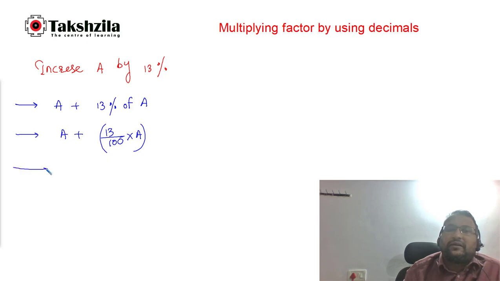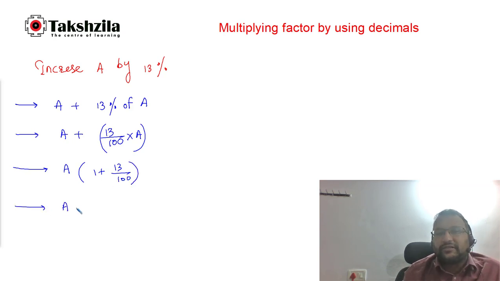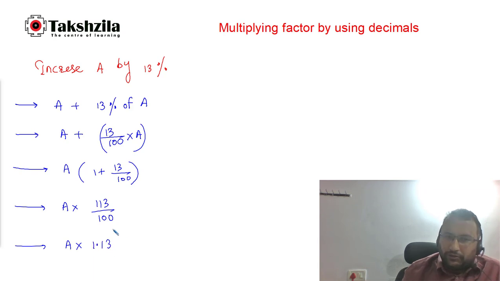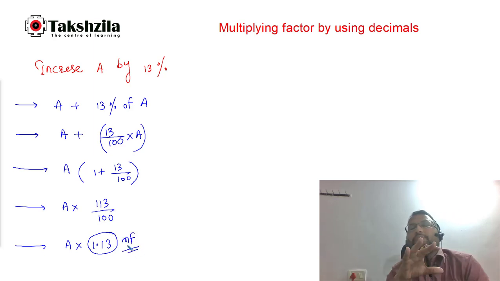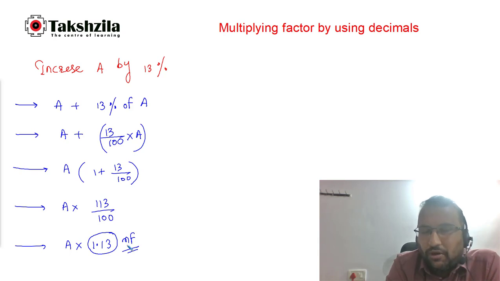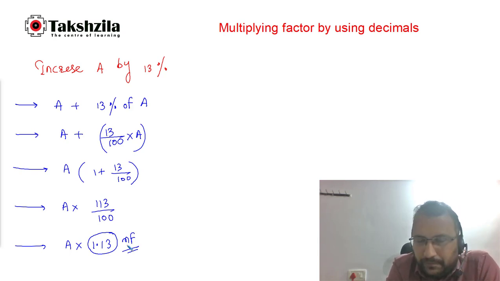Now if we take A common, in a bracket 1 plus 13 divided by 100 is remaining. Now if we solve this further, this is nothing but 113 divided by 100. And this is nothing but A into 1.13. So this 1.13 is called the multiplying factor. To increase a number by 13%, we need to multiply that number by 1.13.